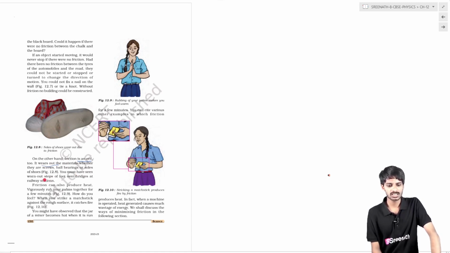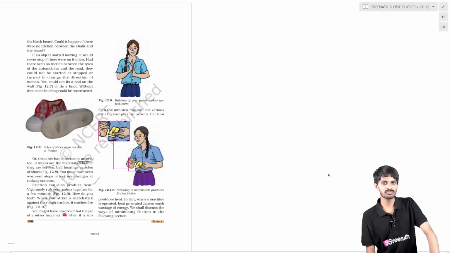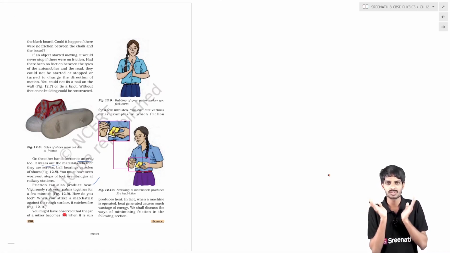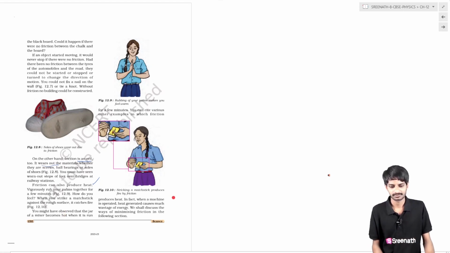And you must have seen worn out steps of a foot or bridges. Another thing is, friction also produces heat. What happens? Friction will produce heat. If you observe it, take your two hands and rub them. What happened? Due to the friction, you will observe some heat. Okay, so this is the example. Friction will produce heat.